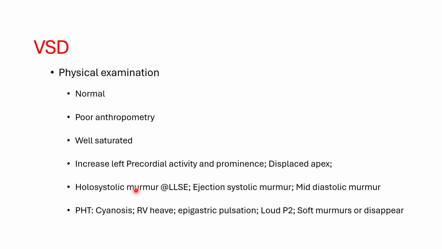If they appear with pulmonary hypertension, then they'll have the typical pulmonary hypertension and Eisenmenger features such as cyanosis, RV heave, epigastric pulsation, loud P2, soft murmurs, or the disappearance of previously existing murmurs.